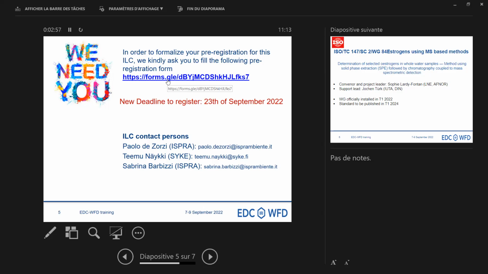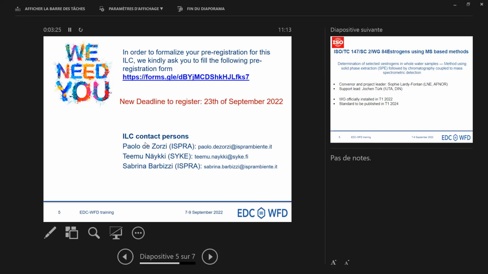And I also remind you here of the key colleagues who are in charge of the interlaboratory comparison. They are with us today, of course, and we will be able to have a discussion, and they will be able to answer your questions if you have some. So it's Paolo De Zorzi from ISPRA, Sabrina Barbizzi from ISPRA, and Timu Naiki from SYKE. So this is the point for the interlaboratory comparison.